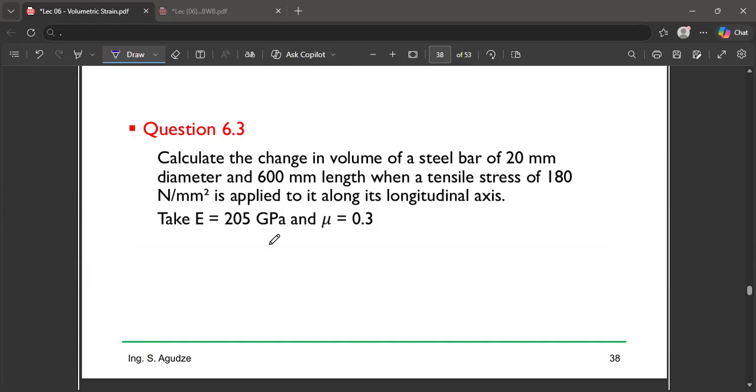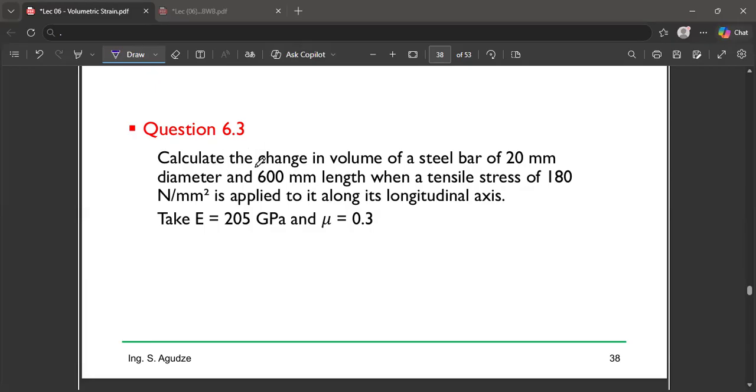So let's pick our first example, that is example 6.3. Better still, we could solve some of the trial questions. But let's solve one of these, and then later we will take one of the trial questions, and I believe that is going to be very good. So let's solve example, question 6.3, and see how to go about it.